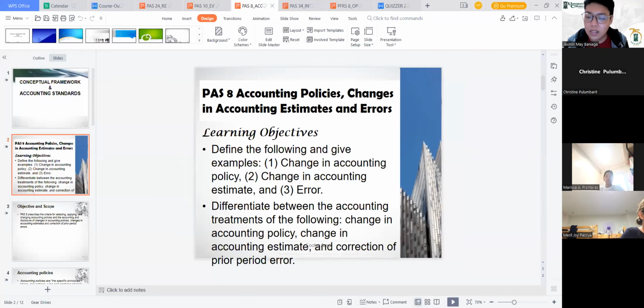When do we recognize or do we know that the said event, item, or transaction is a change in accounting policy, estimates, or errors? And differentiate between the accounting treatments of the said items under PAS 8. Okay, so definitions and some examples will be expected here for PAS 8.